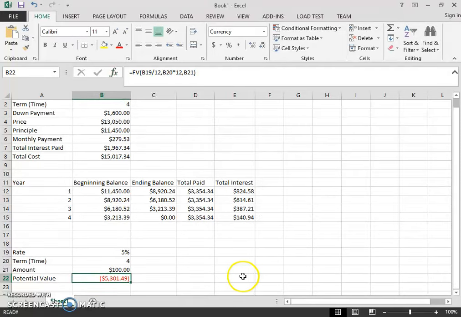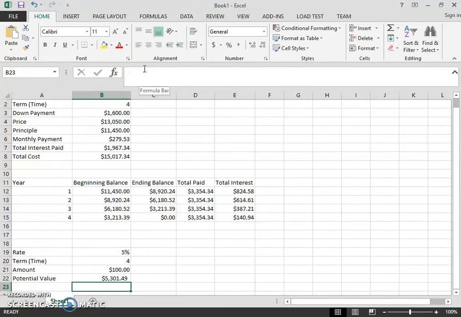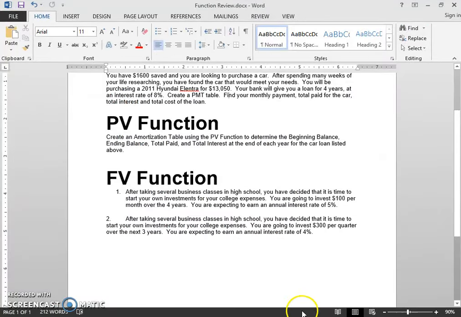So we hit OK. And notice how it comes in negative. So just like before, we have to come back up into our formula bar and make that a negative FV, and we can see that at the end of 4 years, we are expecting to have $5,301.49. Now on to the other example.